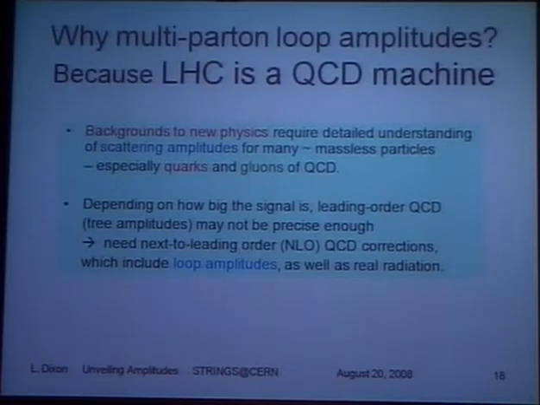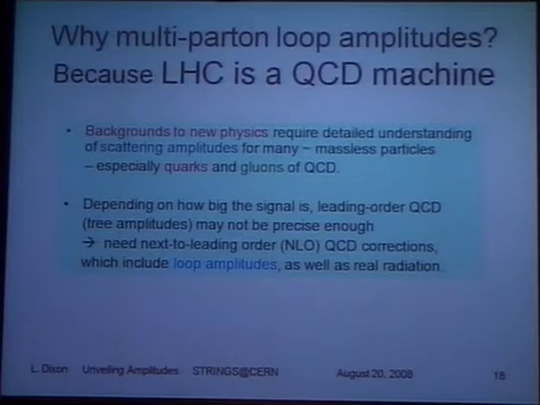So the first topic is the case of QCD multi-parton loop amplitudes. And the question is, why do we want to do this? And the answer is very simple, because the LHC is a QCD machine. It's bags of quarks and gluons colliding. And you're going to look for new physics in there, but there are huge standard model backgrounds.